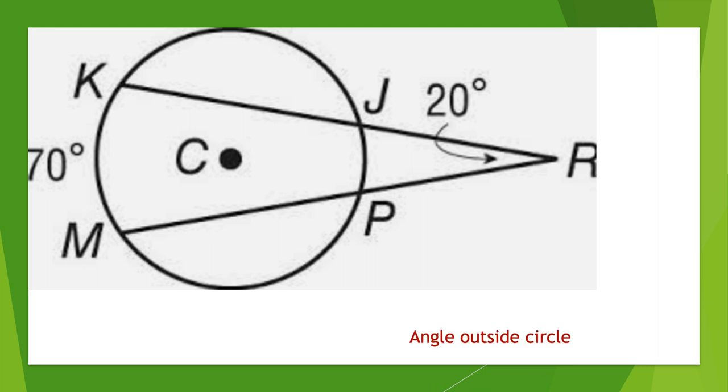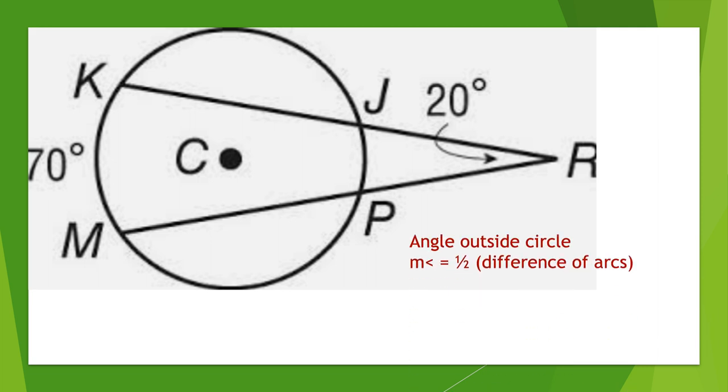Okay, so the angle is outside the circle. So the measure of the angle is half the difference of the arcs. So it's half of 70 minus 20. Remember, I had just asked you and said that that 20 should be the measure of JP. And that makes it half of 50, which is 25. Okay.